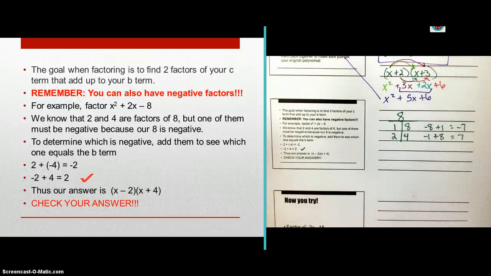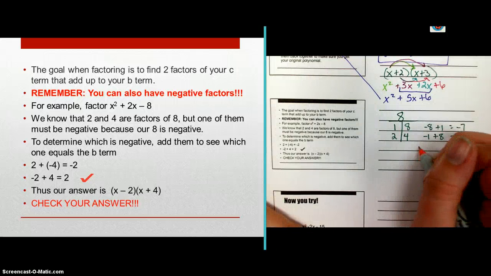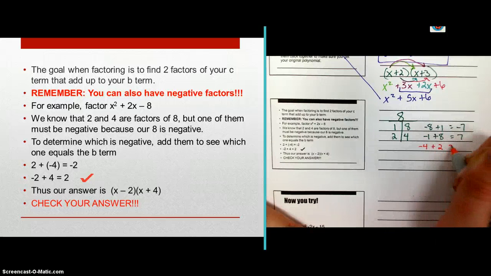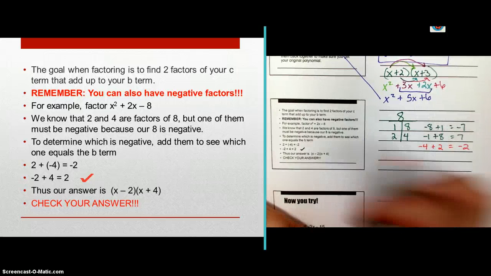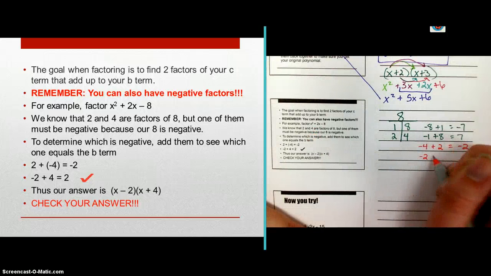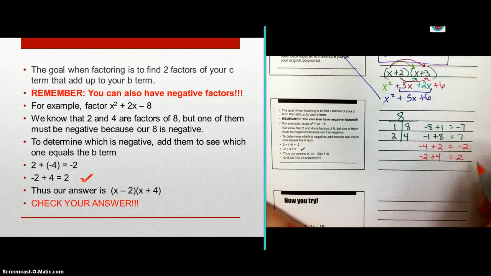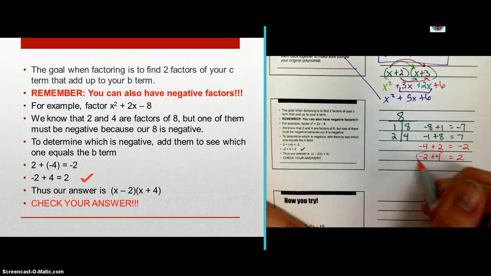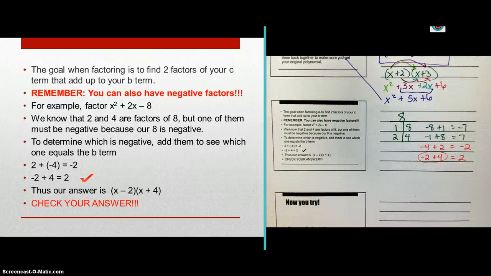So let's try it with 2 and 4. If I do negative 4 plus 2, I get negative 2. I don't want negative 2. I want positive 2. So let's try negative 2 plus 4. That does give me positive 2. So the factors I'll be using are negative 2 and positive 4.